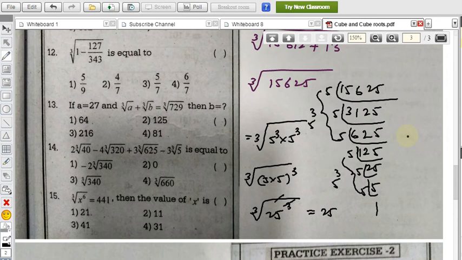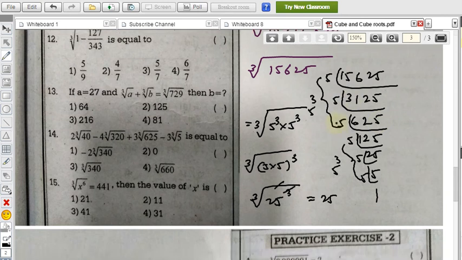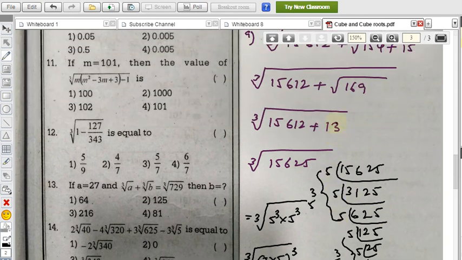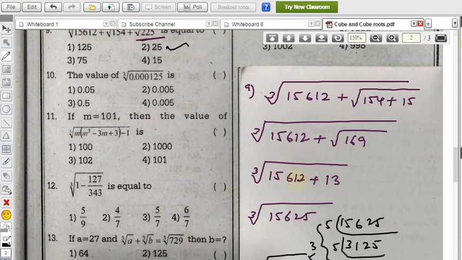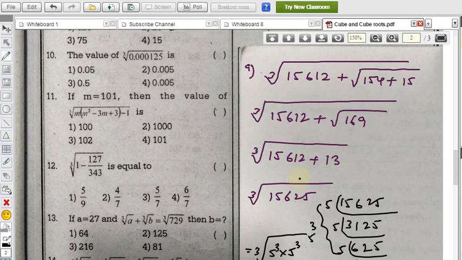There's a cube root. Fine. So the 10th one, like one of the previous problems, we can try that. That is 0.000125. That is 125 cube. So 5 by 100. So 0.05 will come as the answer. Same like one of the previous ones which I explained.